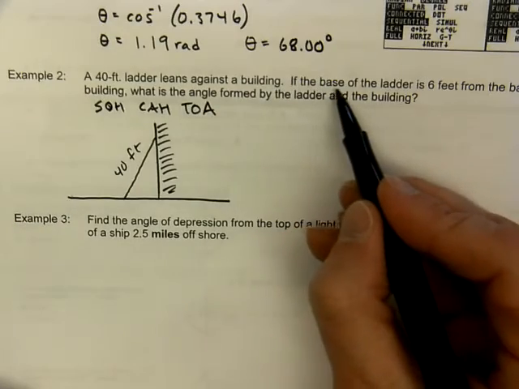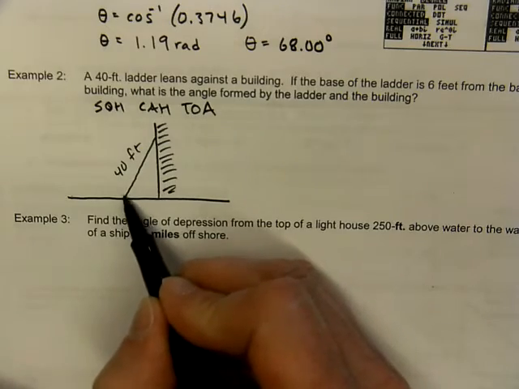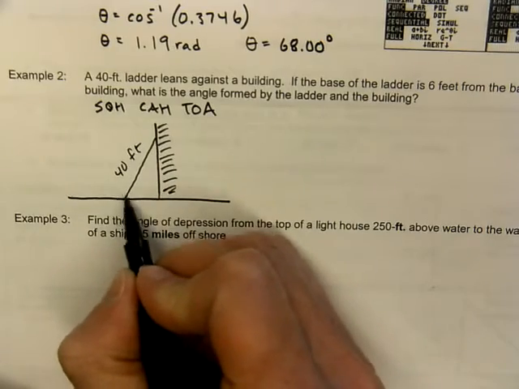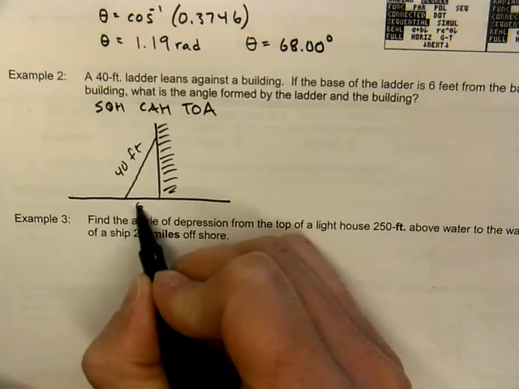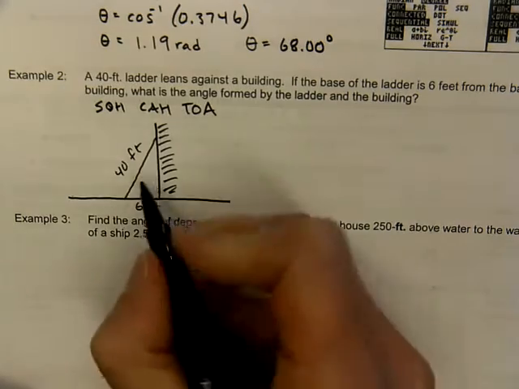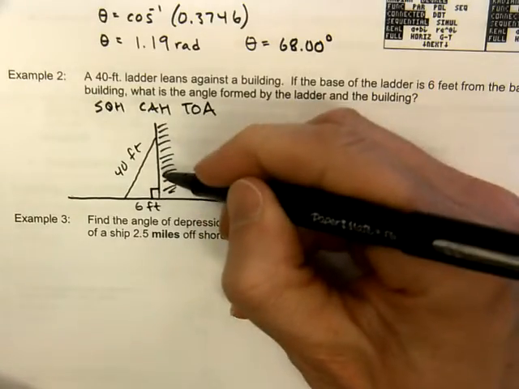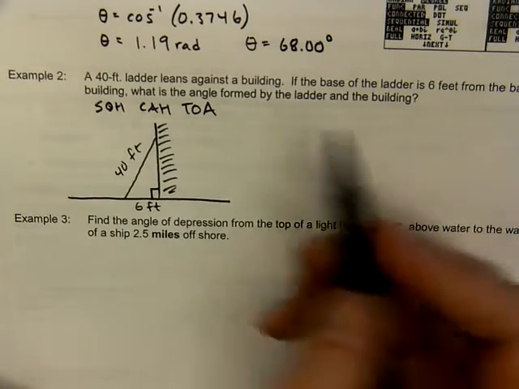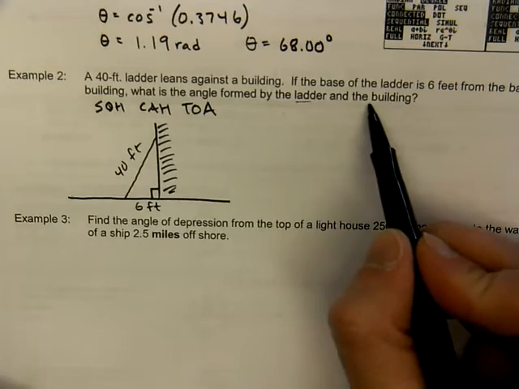And they tell us that the base of the ladder, so that's down here, the bottom of the ladder, is 6 feet from the base of the building. So here's the base of the building, here's the base of the ladder, so that's describing this horizontal segment. That's your 6 feet. Now we're assuming we have a building that is standing straight up, so that'll be forming our right angle with the ground. And now we have to figure out what angle they are asking for. What is the angle formed by the ladder and the building?